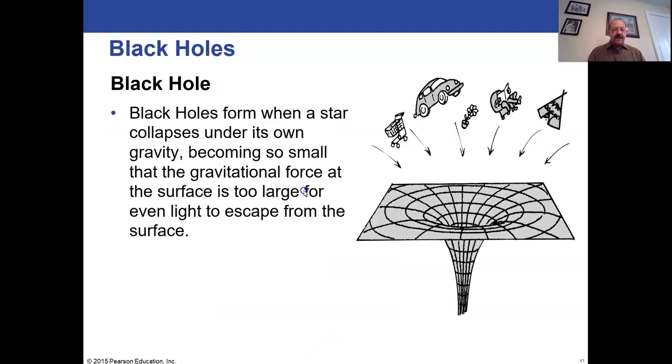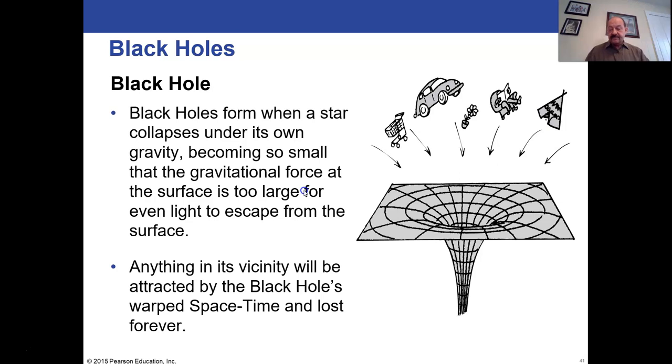So black holes form when the stars collapse under their own gravity because they don't have enough heat energy, thermonuclear energy, pushing them out. When it burns up enough fuel, it just can't stop itself from collapsing. And it will become so small that the gravitational force on the surface is insanely high. So high that, like I said, light won't escape. Nothing can escape. And that point, that distance from the black hole where even light can't escape, is called the event horizon, if you've ever heard that term. So anything in the vicinity of the black hole is going to be attracted by the black hole's massive warping of space-time, just massively warped.